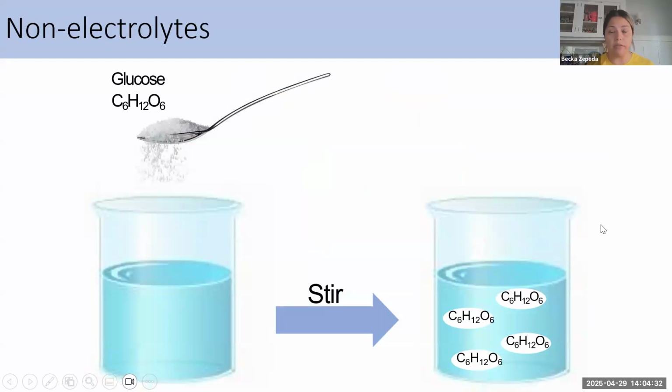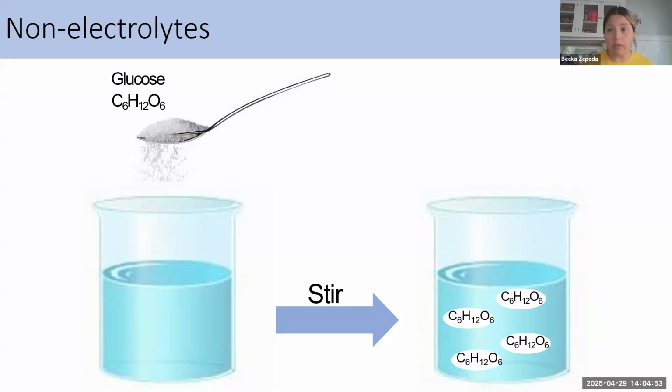Next is non-electrolytes. Non-electrolytes are those chemicals that do not dissociate in solution. They are going to retain their chemical structure. They do not change at all. So you can see in this image here, a spoonful of sugar. Helps the medicine go down. Sorry.